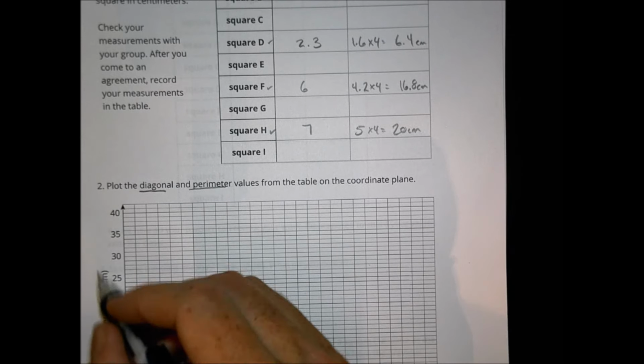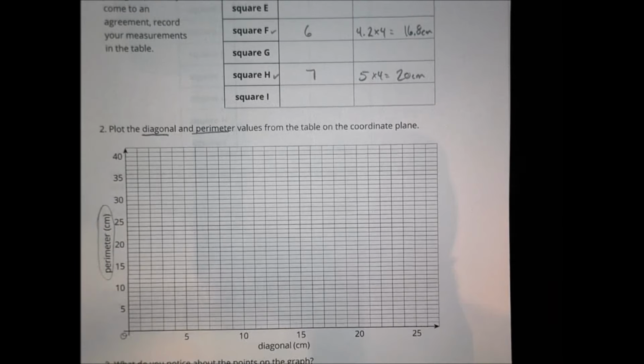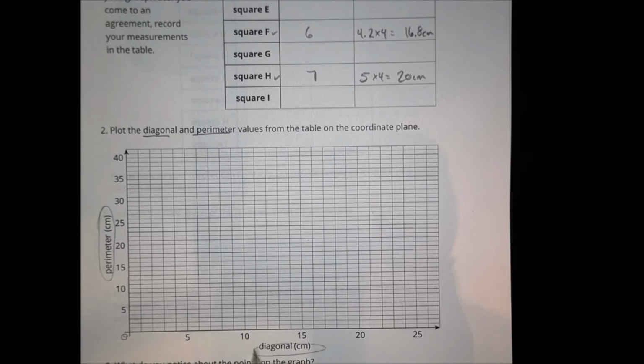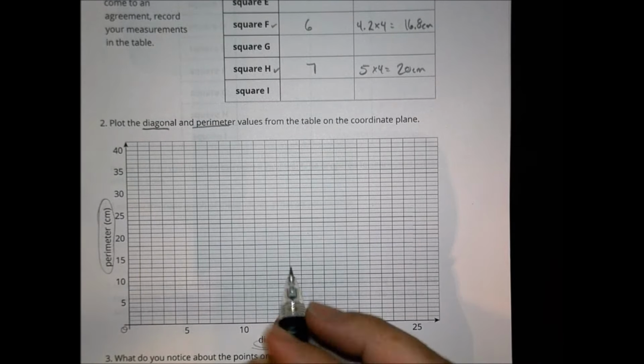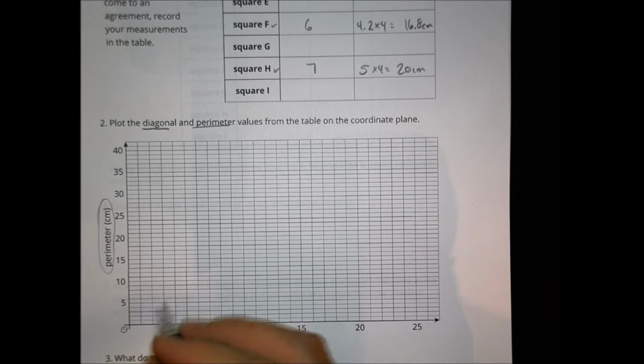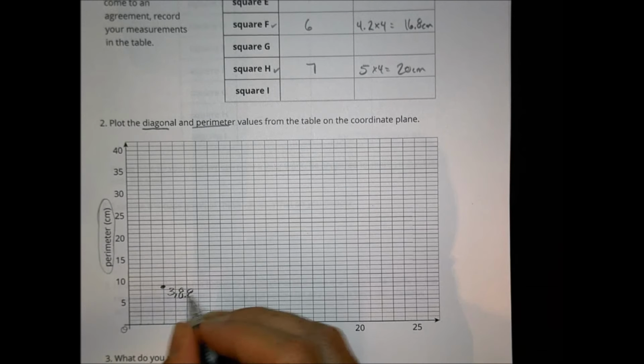We can see that on the vertical side here, we're looking at the perimeter, and on the horizontal side, we're going to be looking at the diagonal. So when we take a look at our first one here, for our diagonal, letter A was 3, 8.8. So we're going to go 1, 2, 3, and we'll go up to 5, 6, 7, 8.8 about here. So that's 3, 8.8. That's where A was going to be at.